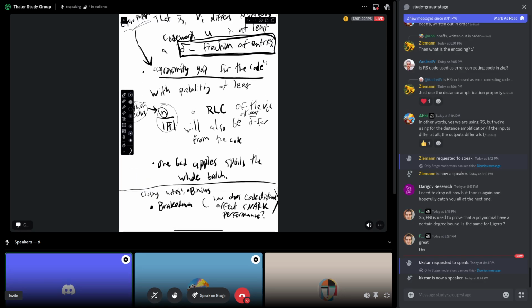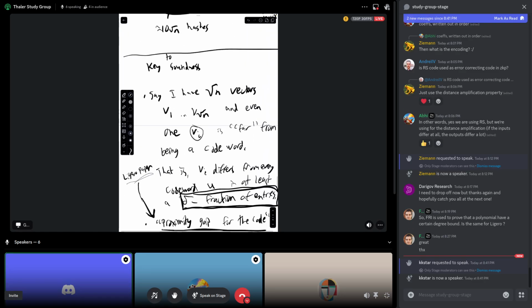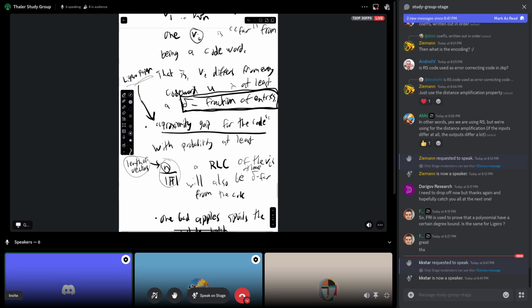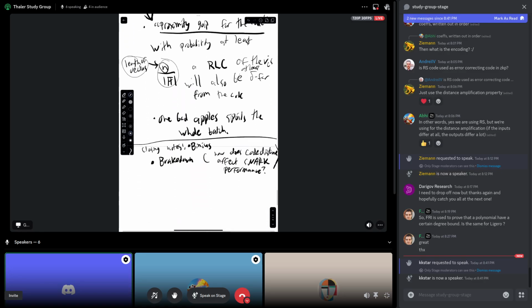But let me pause here since I just sketched the soundness analysis in a little more detail. This proximity gap stuff, does anyone want to ask any questions about this? Looks like no.